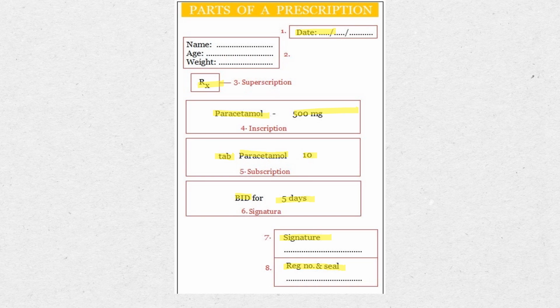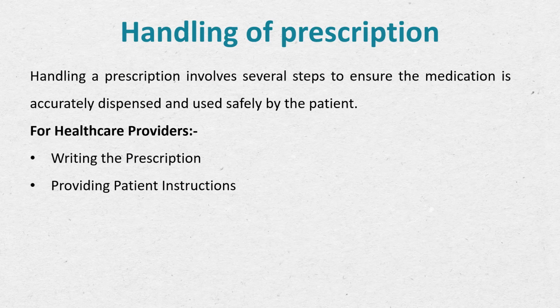Next is handling of prescription. Handling a prescription carefully is important because it ensures we take the right medicines in the correct amount, helping us to get better and avoid harmful side effects or mistakes. It consists of several steps to ensure the medication is accurately dispensed and used safely by the patient.